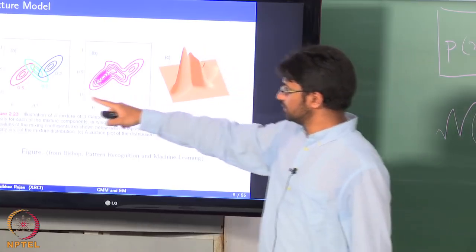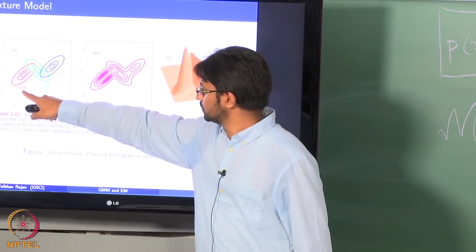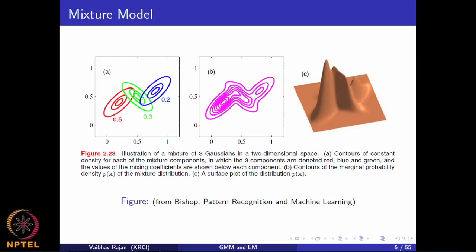Another thing that you should observe here is that this was generated from a 3 component Gaussian mixture with weights 0.5, 0.3 and 0.2, which means that the red Gaussian here is contributing most of the mass, and that is again observed here when you plot the density. The probability is the highest here, and then a bit lower for the green Gaussian and the lowest for the blue Gaussian.